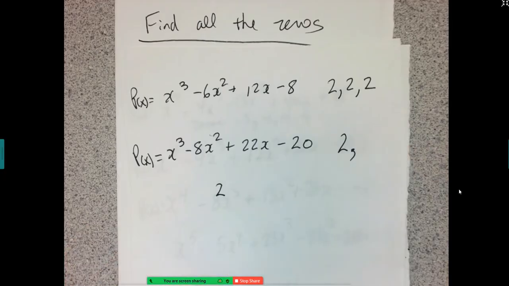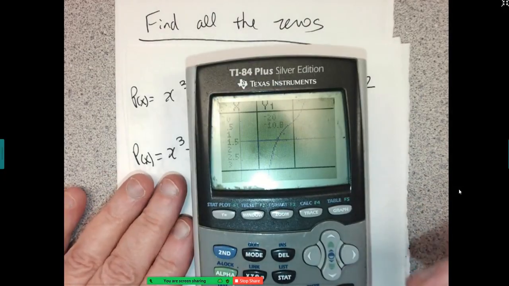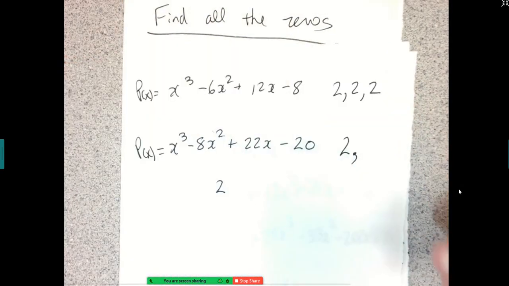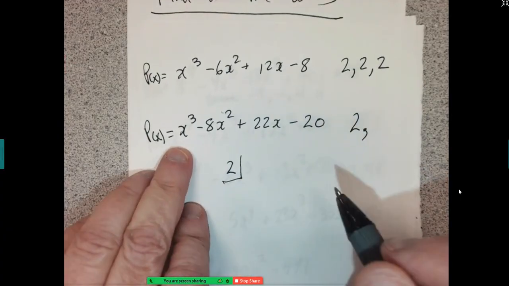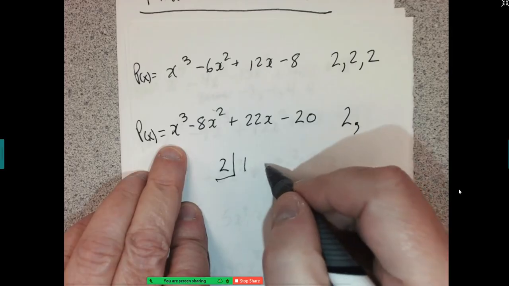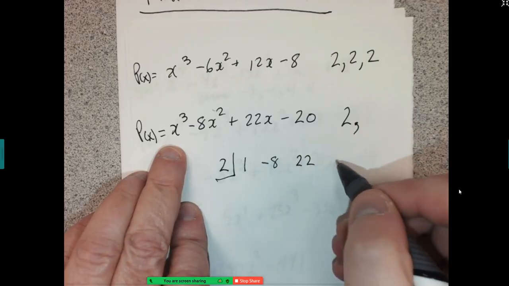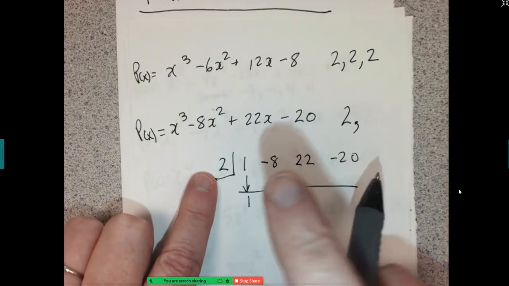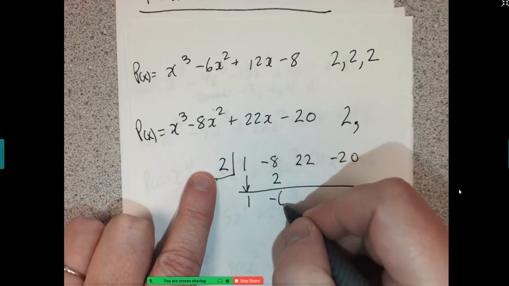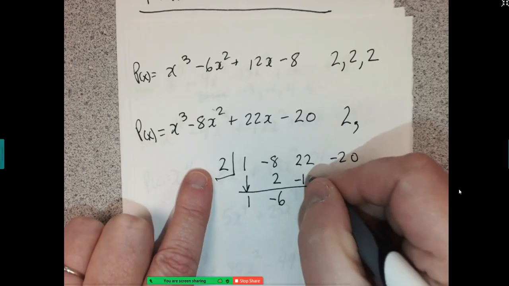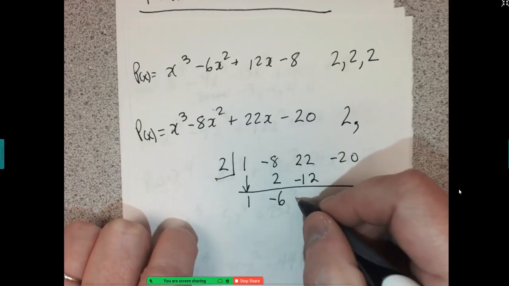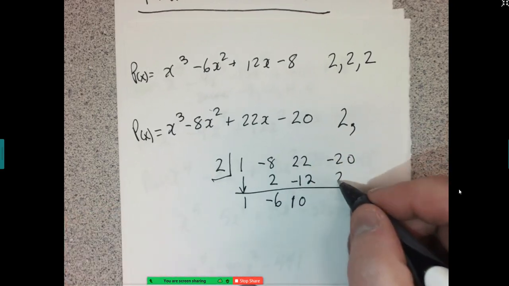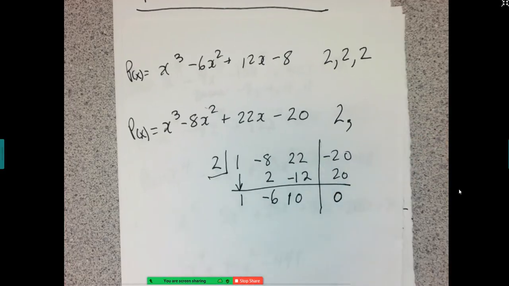So we've confirmed that 2 is a 0. You can do second graph, and you can certainly see here that 2 is an x-intercept, and so it's a real 0. And so I'm going to do synthetic division. And I'll start that going. Then we add. And then we add. So 22 minus 12 is positive 10, and then 10 times 2 is 20, and then we add. So I was expecting to get 0 there.